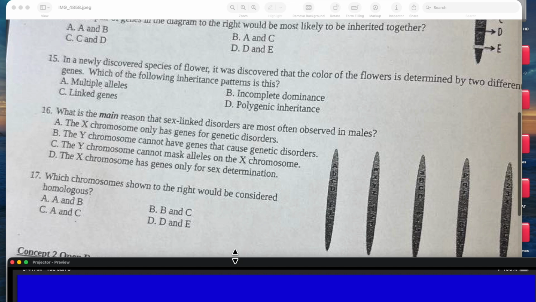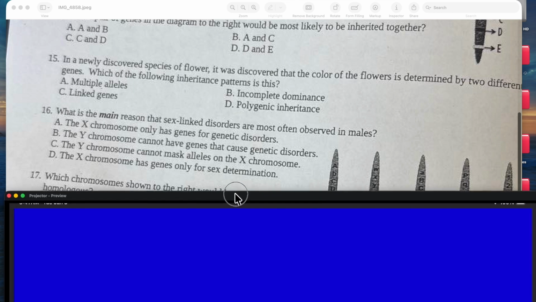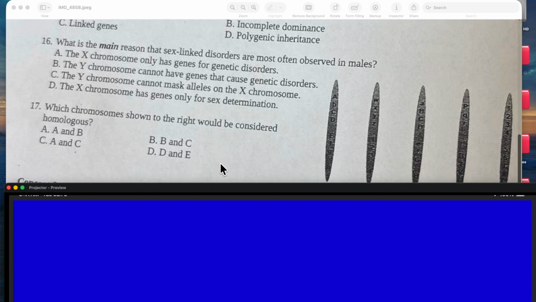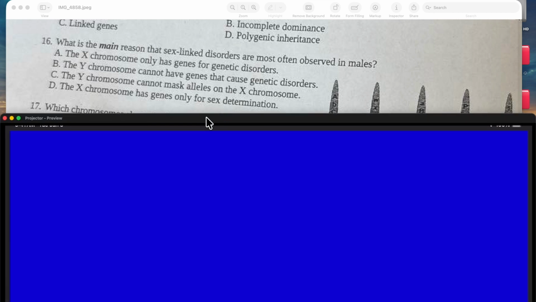What is the main reason that sex-linked disorders are most often observed in males? It's because the male only has one X chromosome. So the Y chromosome can't mask it. The female is going to have 2 X chromosomes, and there's more of a chance that it gets masked because you could have the dominant allele on the other X. Most sex-linked disorders are recessive.